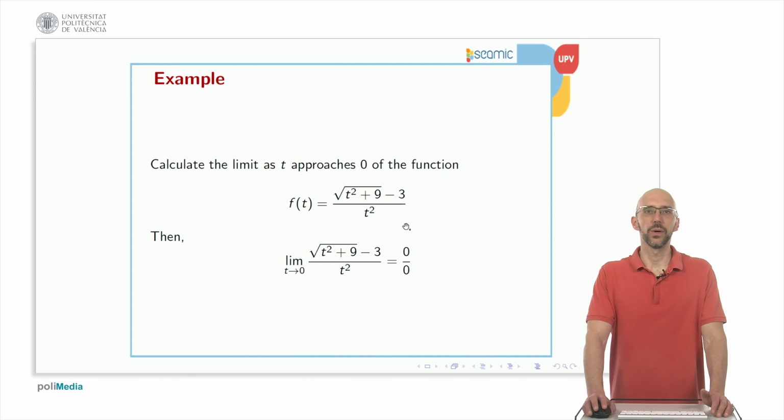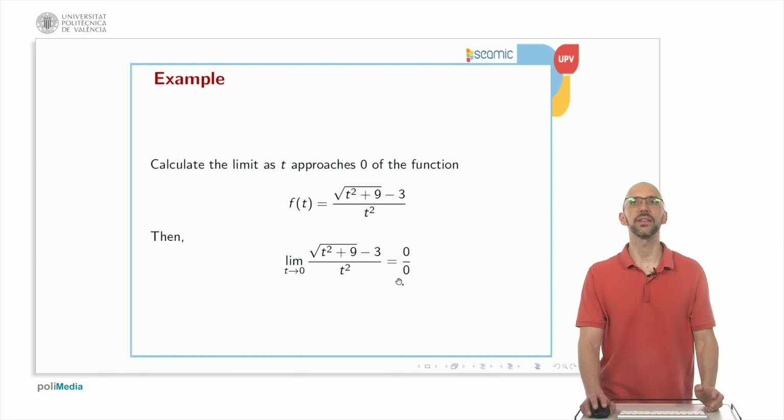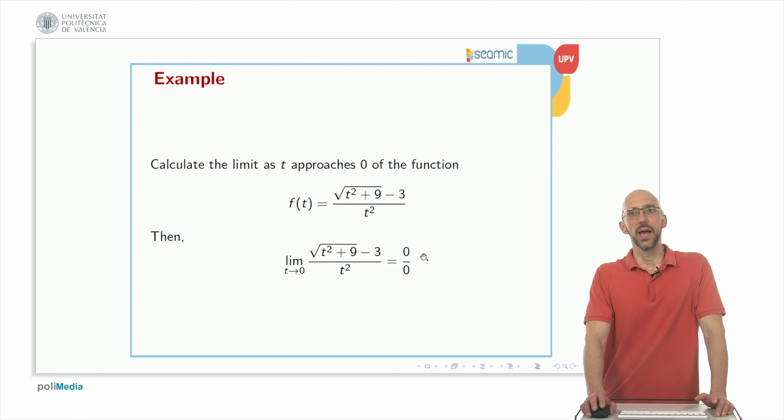Another example, look at this one. In this case, you don't have a square root on the second term. It doesn't matter. It's exactly the same idea. You have a square root of t squared plus 9 minus 3 on the numerator, sorry, divided by t squared. When we make t tend to 0, if you substitute directly, you will have a square root of 9, that is 3, minus 3 on the numerator, so 0. And when you replace t by 0 on the denominator, 0 squared is 0. So we obtain an indetermination of 0 over 0.